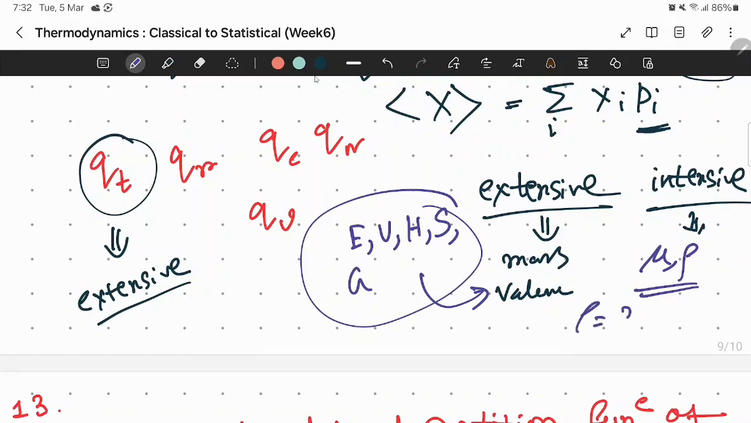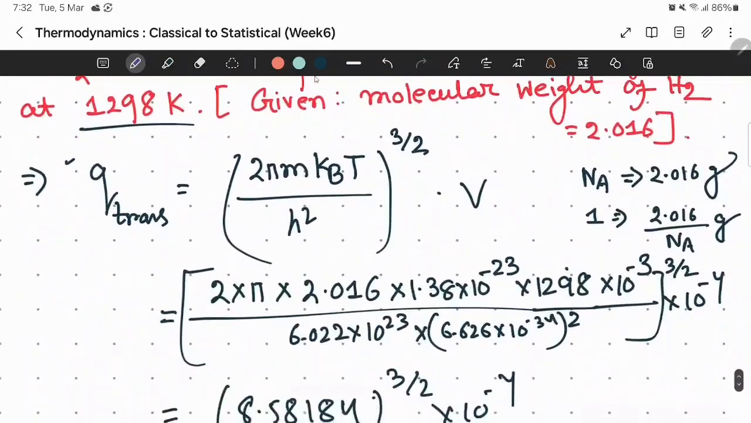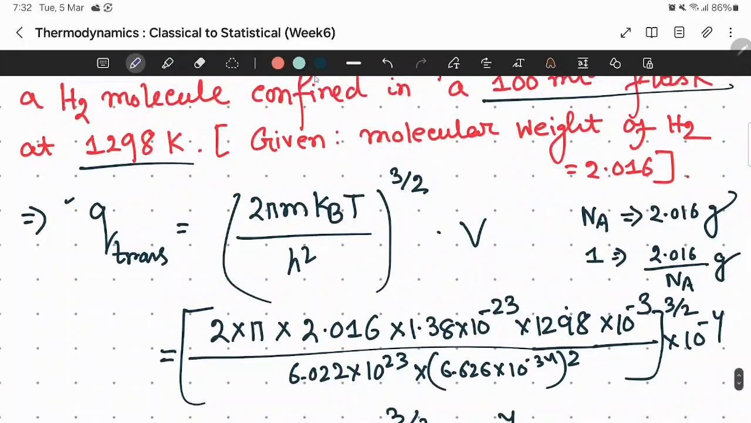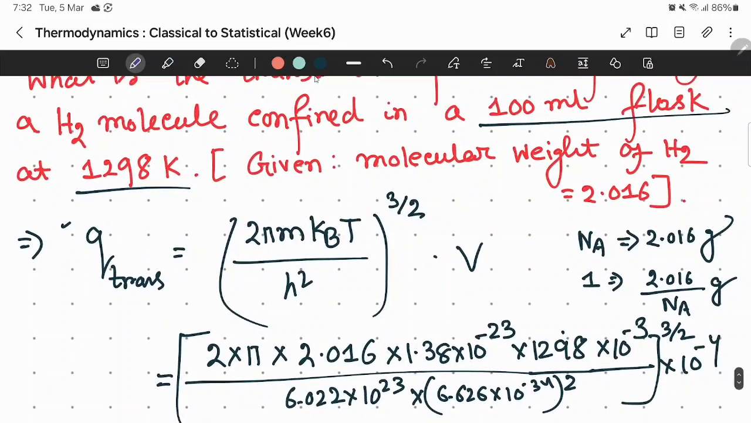If you look at the density, it is mass by volume. If you increase the mass, then the volume will also increase, so the density will be constant, right? Similarly for mu, it is G by N. G increases with the number of moles, which is also extensive, so the ratio of two extensive properties is an intensive property. If you look at Qt, there is a V, which means it depends on volume. Here it is a 100 ml flask, so that's why this is a huge number.